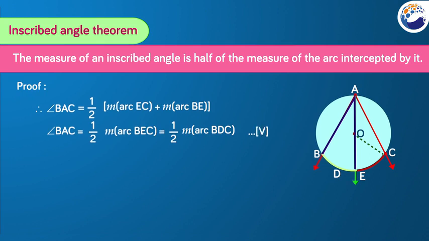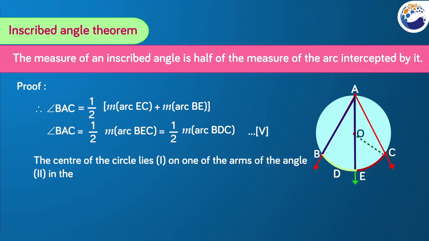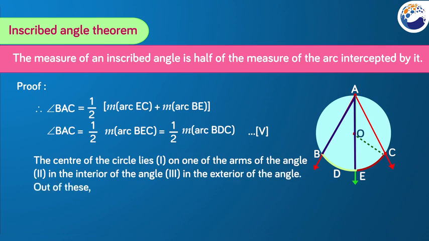Equation 5. The center of the circle lies 1. On one of the arms of the angle, 2. In the interior of the angle, 3. In the exterior of the angle. Out of these, the first two are proved in equation 3 and 5. We will now prove the third one.